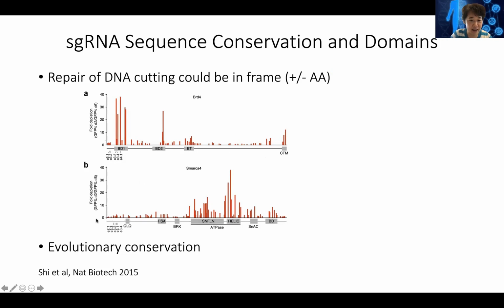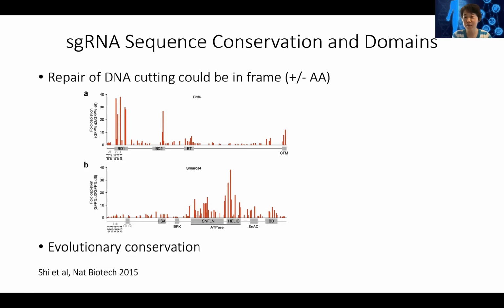And this is one gene, this is another gene, and they see that when the guide is targeting these sequences that are not in the functional domains, they don't really create a strong phenotype. By the way, these two genes are both important genes. But if the guide is targeting the more important functional domains, it will create a stronger phenotype.